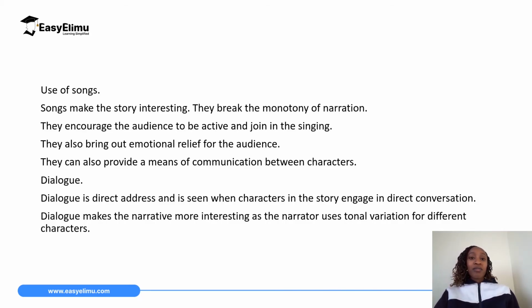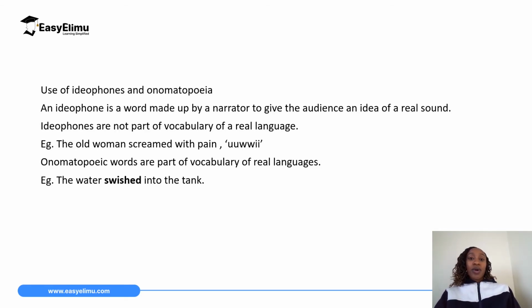So if maybe the character that is talking here is maybe a hyena and you talk like one, and you see now, first of all, that is personification, which we will learn about later. So dialogue makes the story more interesting. So another device is the use of idiophones and onomatopoeia. So before we give examples, let us define what are idiophones and what is onomatopoeia.